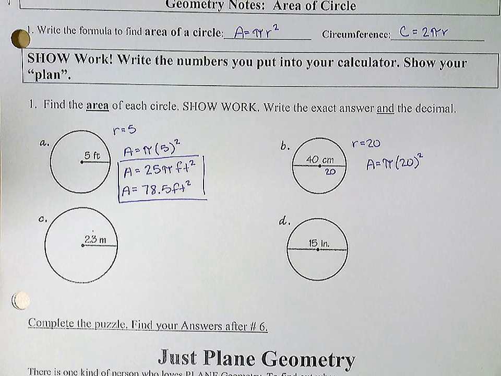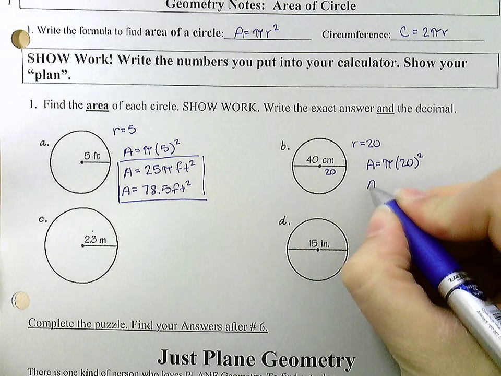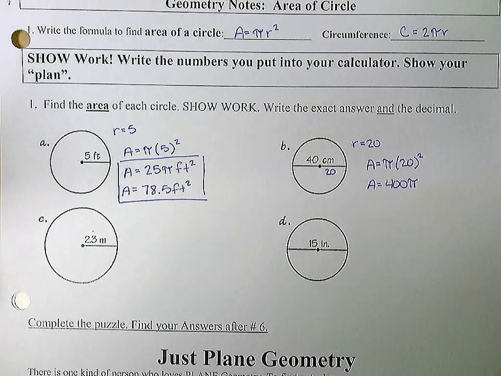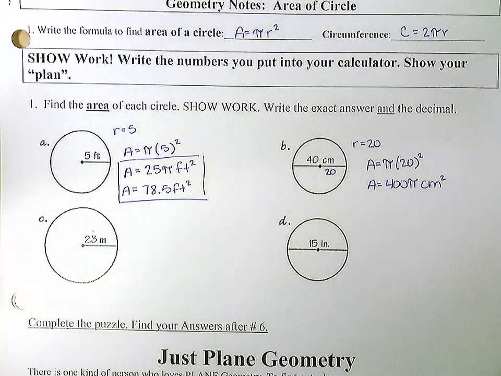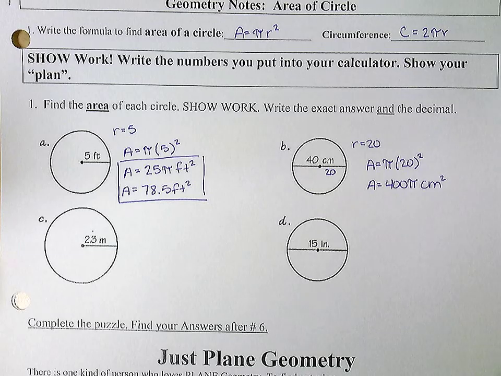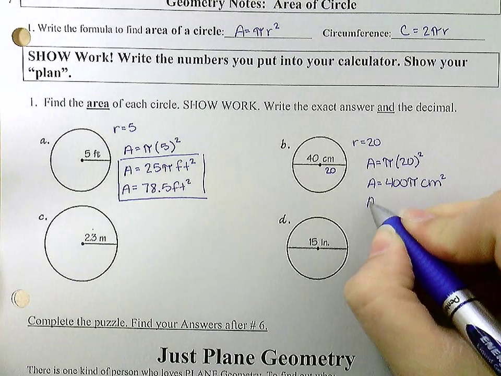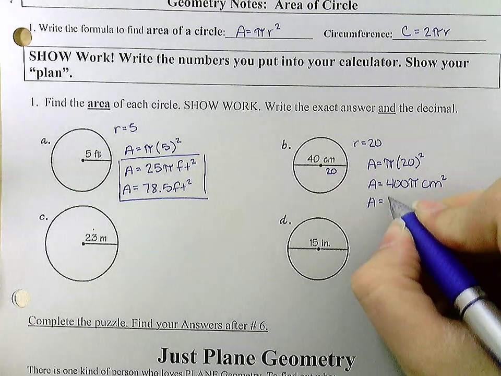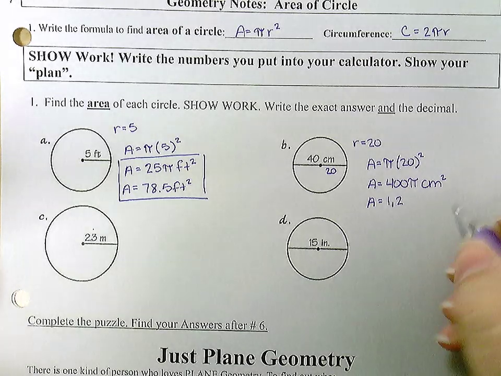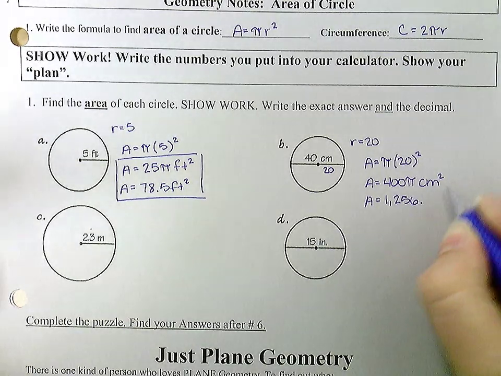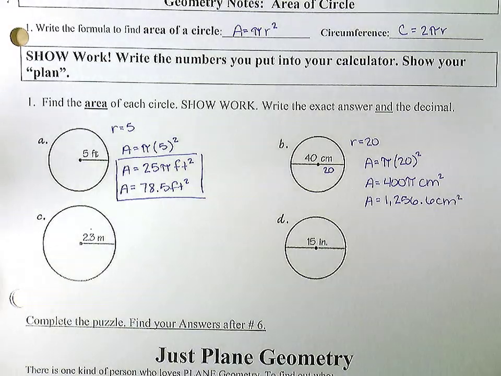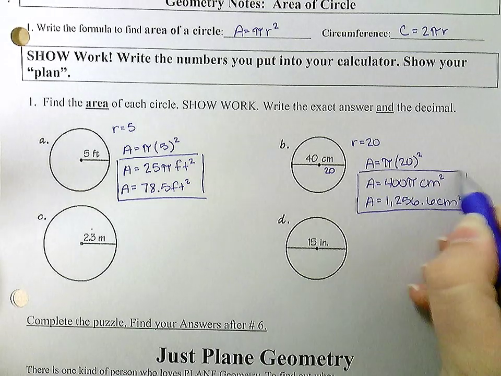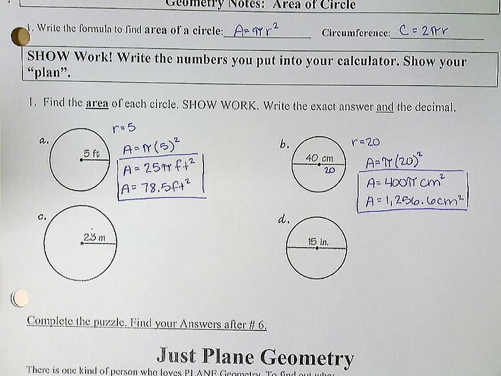And again, writing it as the exact answer first. 20 squared is 400. Keep pi in your answer. And this one is in centimeters squared. Okay, so that would be my exact answer. Then my decimal answer, we just multiply 400 and pi together. That's 1,256.6 centimeters squared. Okay, so I have both the exact and the decimal answer. Questions?